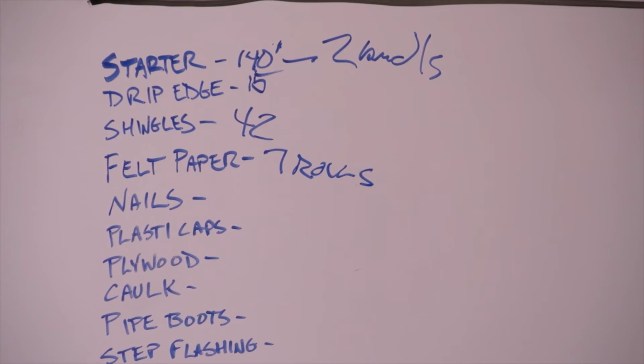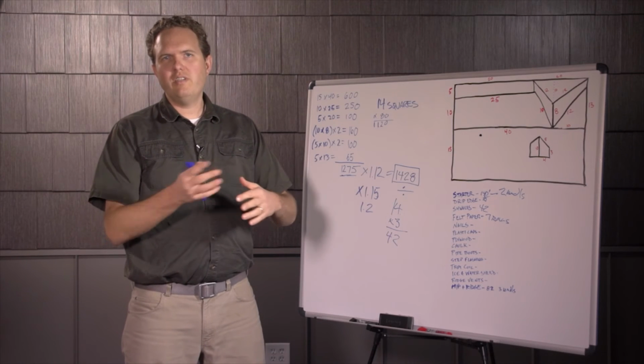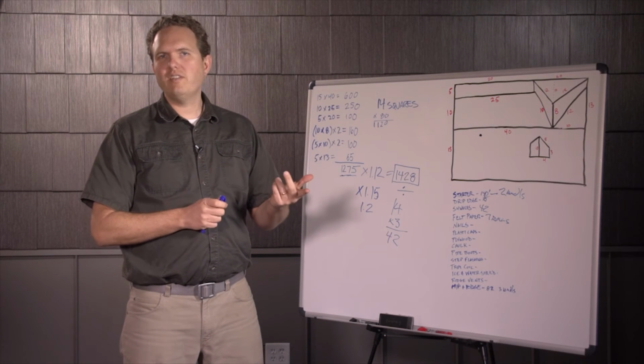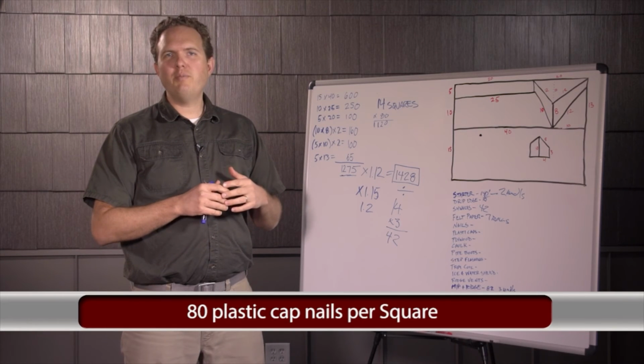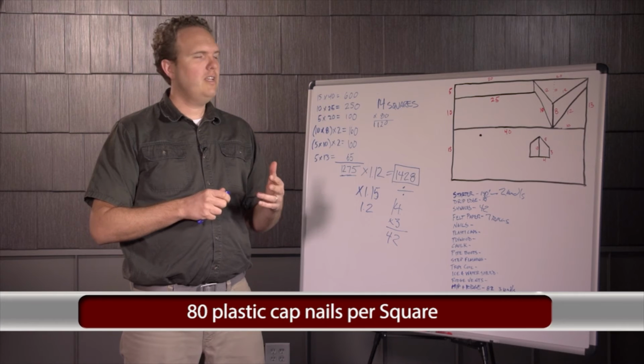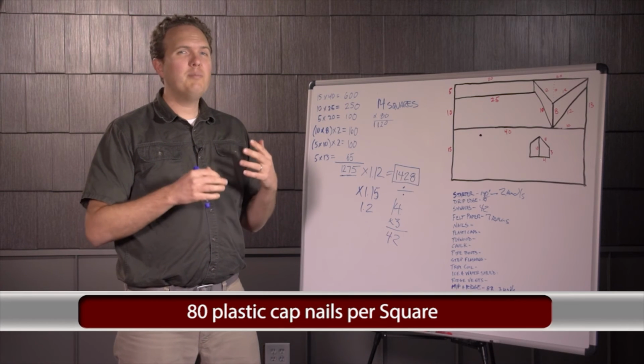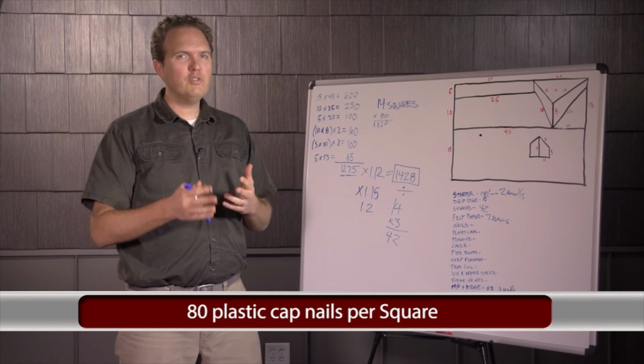So you'll need something to attach the felt with, and I'm going to go into this in the section on underlayments. I recommend using a plastic cap nail that's either an inch or an inch and a quarter. These type of nails are typically sold by the count of nails and not by the pound. So you're going to need about 80 nails per square.